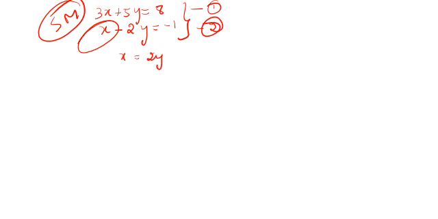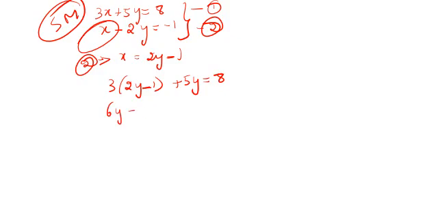So this is it from equation 2. That I'm going to sub into equation 1. And this is what I have for my equation 1. Then you expand, so you get 6y minus 3 plus 5y is equal to 8. Or you get 11y is equal to 8 plus 3. So you get y is equal to 11 by 11, which is 1.